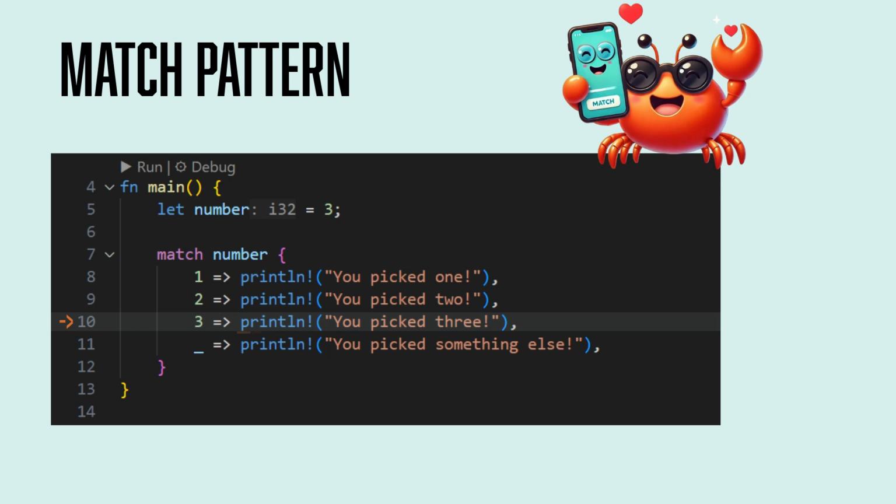As a result, the corresponding block of code executes and println prints "you picked 3" to the console. Once a match is found, Rust stops checking further patterns. If none of the listed patterns match, the underscore serves as a catch-all, ensuring that every possible value is handled. We'll use a slightly more advanced version of the match pattern in our guessing game to make it more dynamic and interactive.